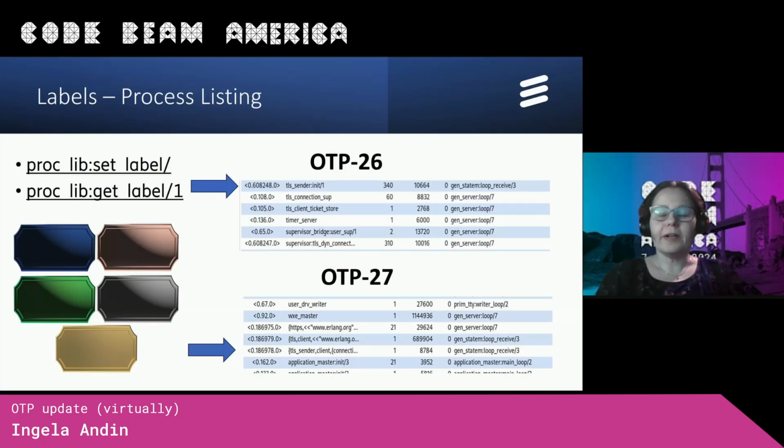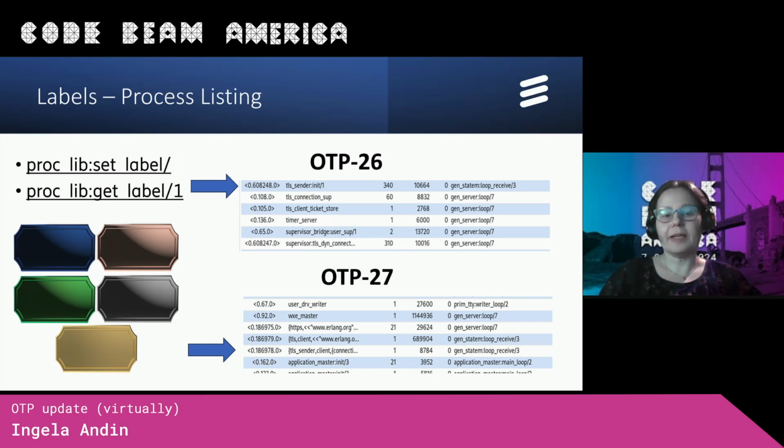So firstly, we are introducing process labels. A process label is a short description that doesn't have to be unique. Like a process registered name, for instance, it has to be unique, but the label doesn't have to have that property.